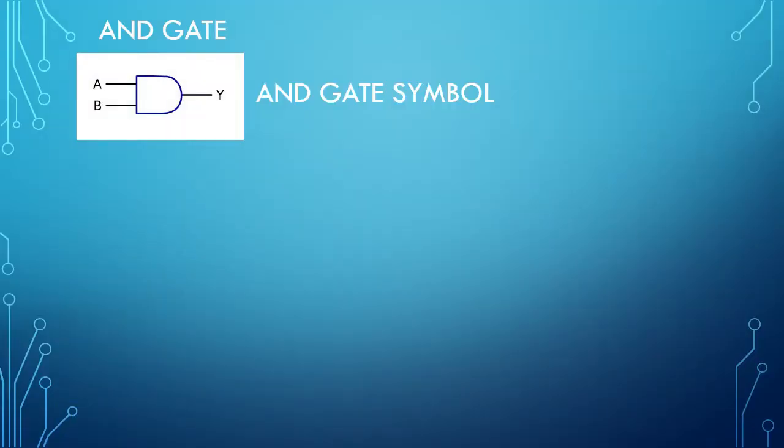Our first gate we're going to look at is the AND gate. Now the input side, which is on the left-hand side, you'll see A and B. So I have inputs A and B, and that side is flat. And on the output side, which is rounded, I have output Y.